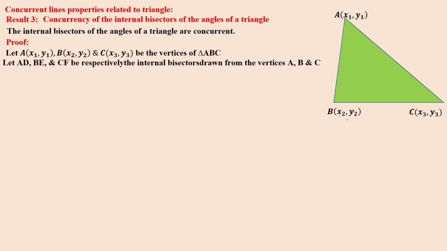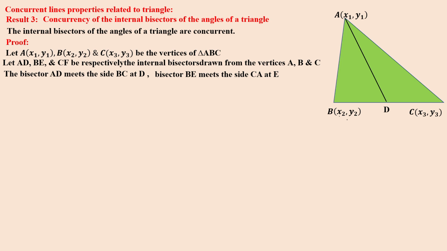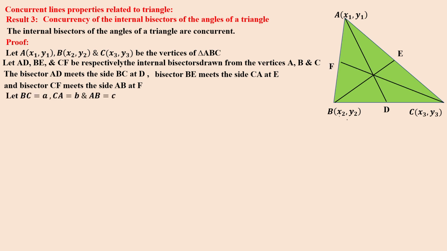Let AD, BE and CF be respectively the internal bisectors drawn from the vertices A, B, C. The bisector AD meets the side BC at D, the bisector BE meets the side CA at E, and the bisector CF meets the side AB at F. Here let the side length BC equal small a, CA equal small b, and AB equal small c. So these are the side lengths of triangle ABC.